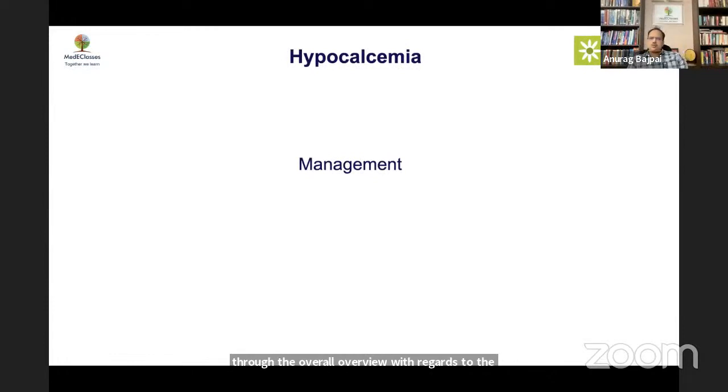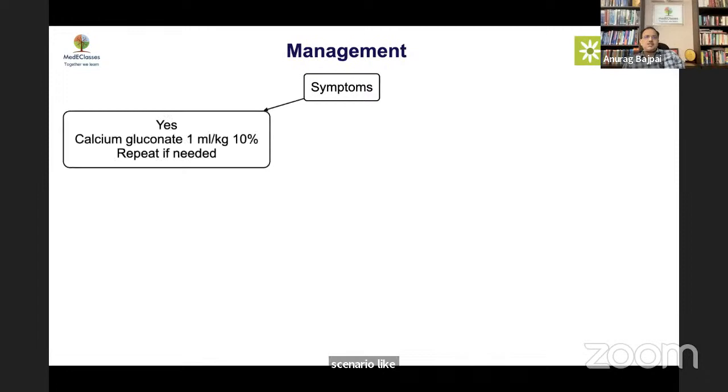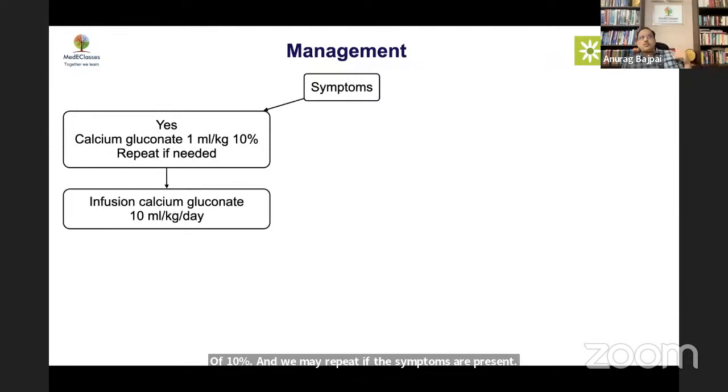Now we'll quickly go through management, which is largely the acute management. As with other causes like hyponatremia and other scenarios like hyperkalemia, management depends upon symptoms. If the symptoms are there, give calcium gluconate 1 ml per kg of 10%, and we may repeat if the symptoms are present. After that, start infusion. Now, the problem is most people give recurrent boluses of calcium, which causes loss of calcium in the urine. It's always better to give 10 ml per kg per day, which is like 90 milligrams per kg per day, in infusion fluid.